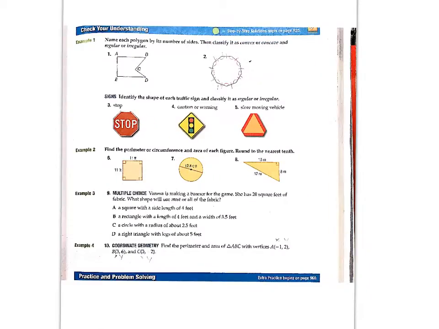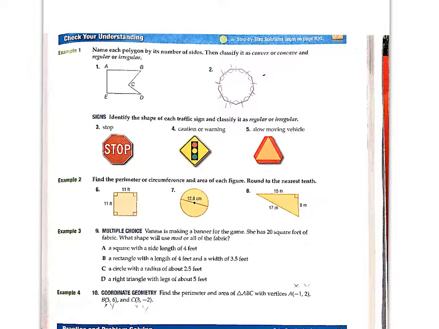So here's some real quick problems dealing with two-dimensional shapes. This first one says name by its sides. So 1, 2, 3, 4, 5. So that's a pentagon. It's concave because it caves in. And it's irregular because concave cannot be regular ever. A regular has to be convex.